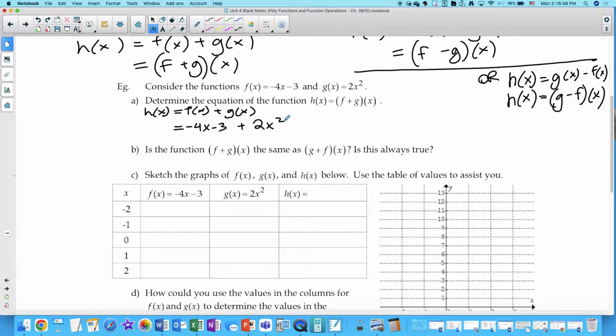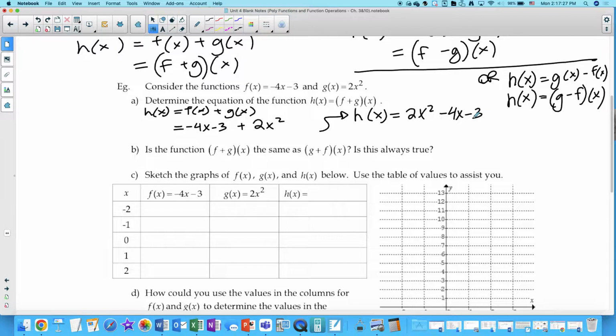Okay? And at this point, if you wanted to, you could rearrange the terms. Sometimes at this point, there's some simplification that can happen because you might have some like terms, that sort of thing. So at that point, you might do this. I'm just going to rewrite this as h of x equals 2x squared minus 4x minus 3, just because I can see that that's a quadratic, and I personally am used to writing quadratic functions in that order.